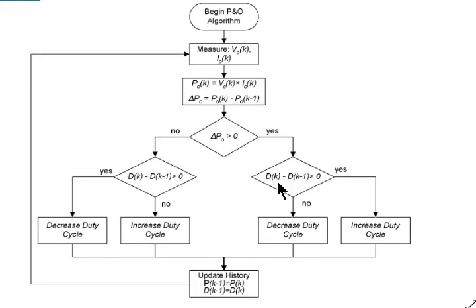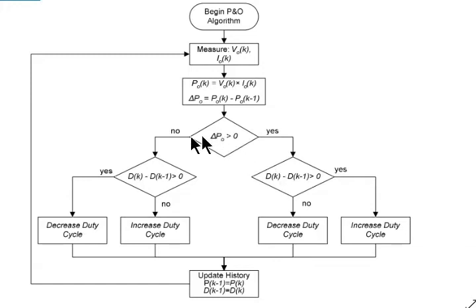We take the difference between the present duty cycle and the previous duty cycle. If the duty cycle has been increased and the power is increased, it means we should increase the duty cycle further. If the power is increasing and the duty cycle difference is negative, it means that by decreasing the duty cycle the power is being increased, so we should decrease the duty cycle further. That's the philosophy behind the perturb and observe algorithm.